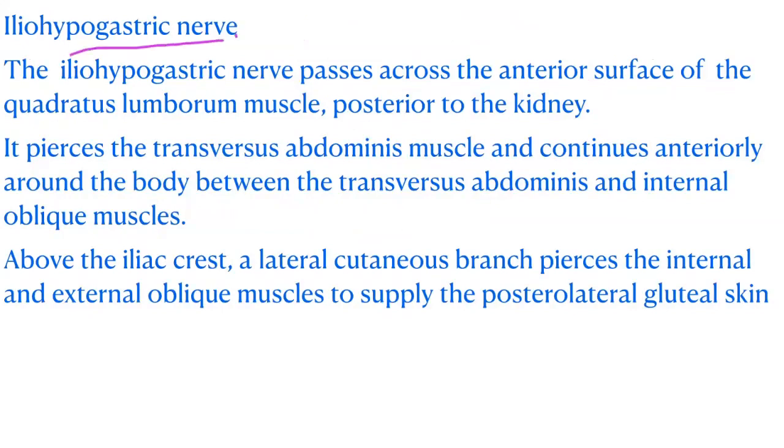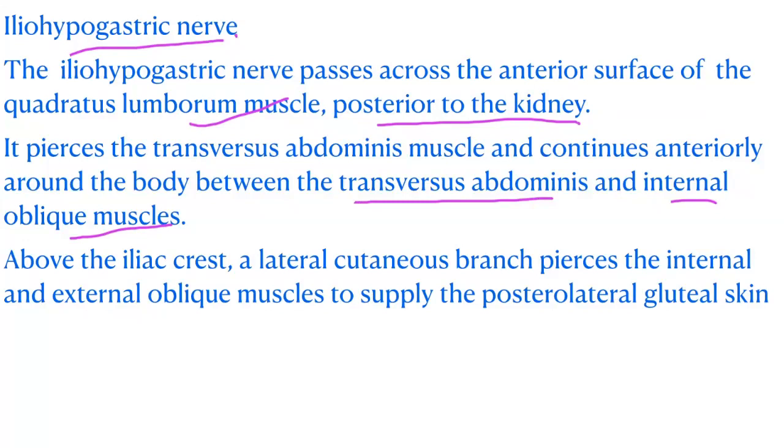Iliohypogastric nerve. This iliohypogastric nerve passes across the anterior surface of the quadratus lumborum muscle, that is the back muscle, right? Posterior to the kidney. It pierces the transverse abdominis muscle and continues anteriorly around the body between the transverse abdominis and internal oblique muscles. You will be confused by this data, but anyhow you have to be exposed to this. Later, when we deal with the back and abdomen, you will be enlightened more, right?